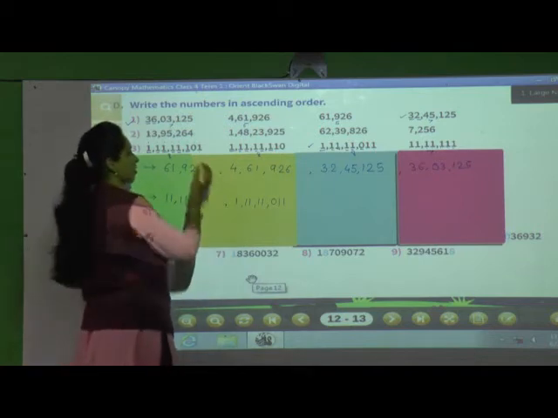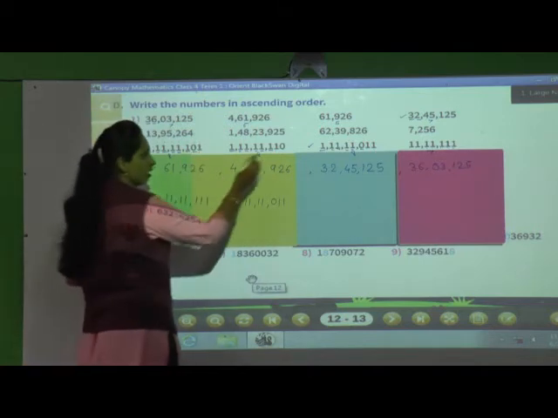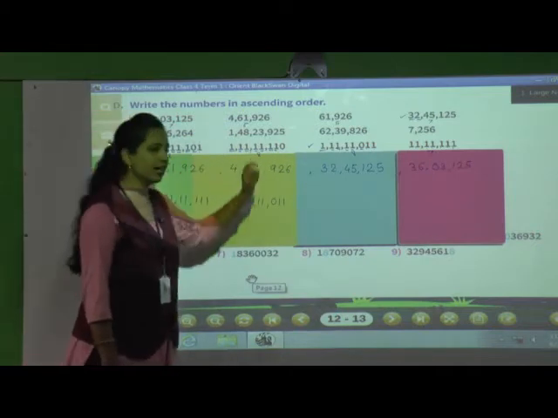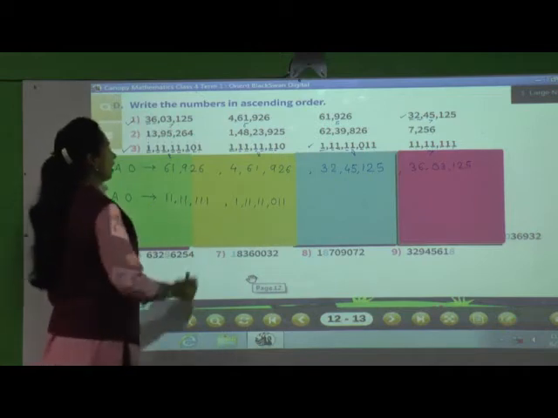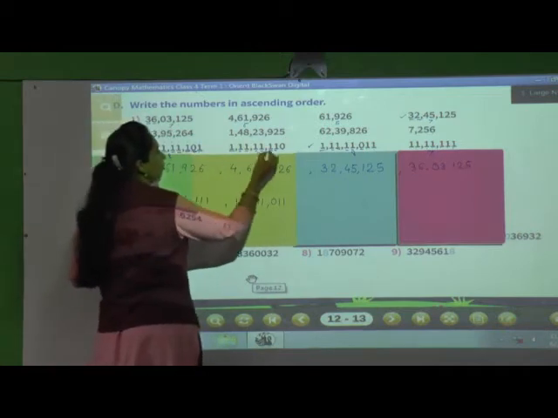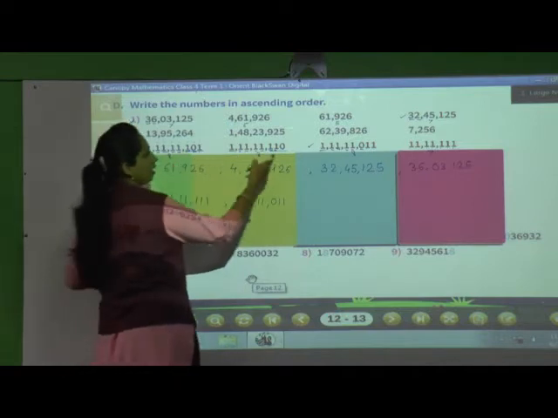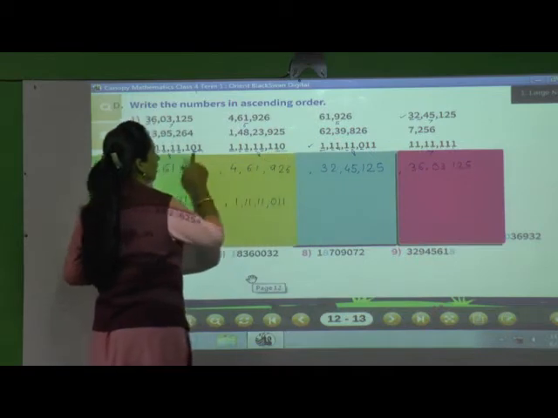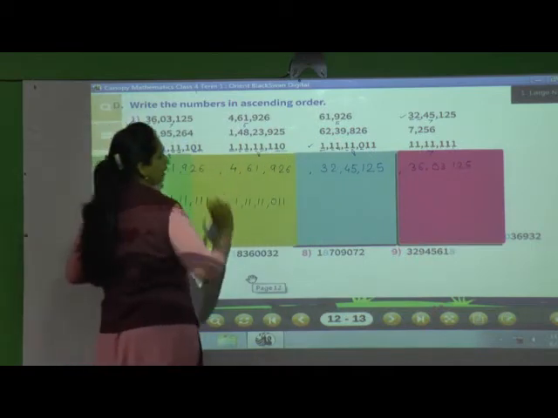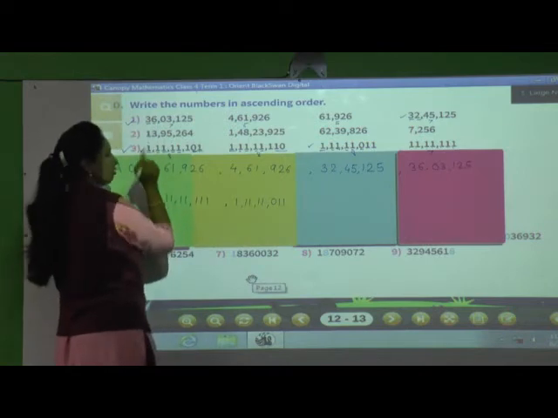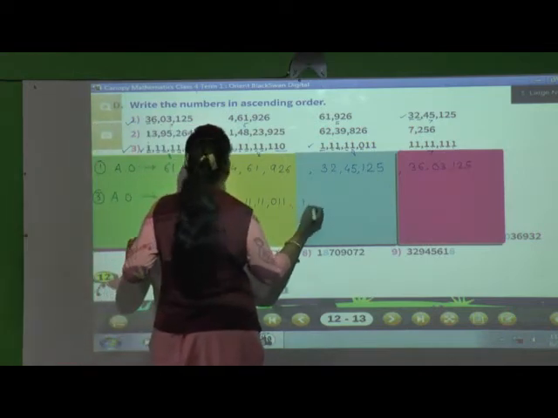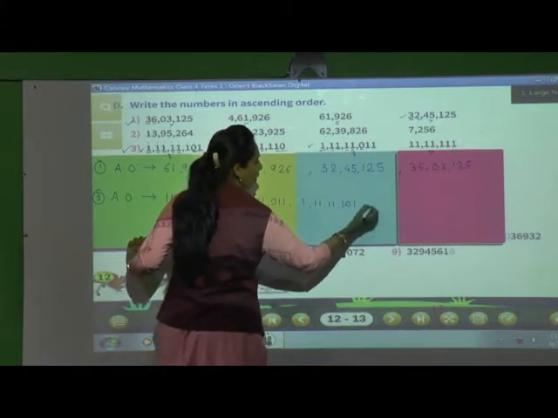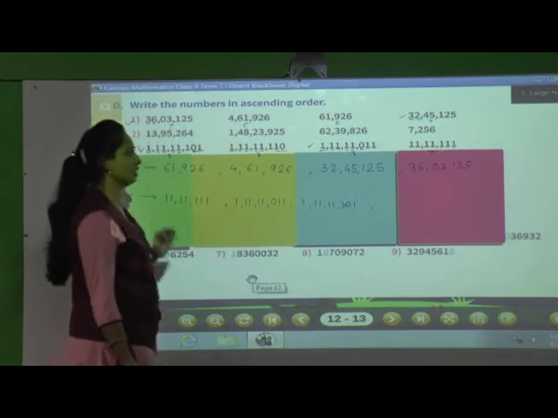Now we will see the next number. In the tens place here 0 is there and here 1 is there. Now tell me which is the smaller number, 0 or 1? 0 only. Okay. Otherwise you can see in this way also. Here 101 is there, here 110. Otherwise you can see here only 1 is there. In the 2 places if you see 1 and 10. So which will come first? This number only. So I'll write here 1 crore 11 lakh 11,101.